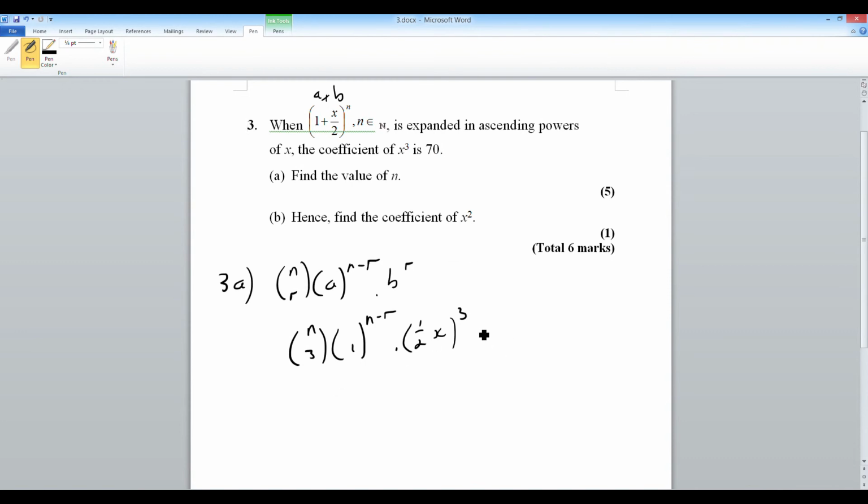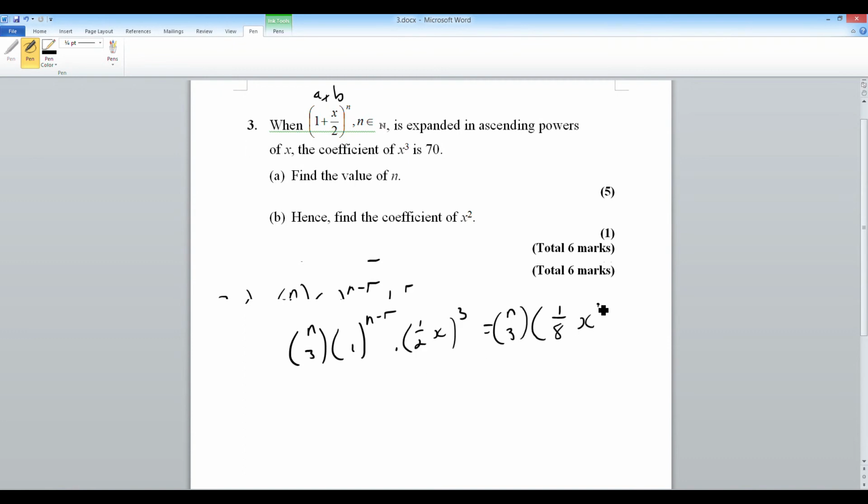Of course, first let's simplify this. So I'm just going to say nC3, I know this, and then this 1 doesn't matter because 1 to the power of anything stays the same, and then I'm just going to say 1 over 8 because a half raised to the power of 3 becomes 1 over 8, x to the power of 3. So I can see that this is the term that I have, and this is the coefficient in front of x cubed.